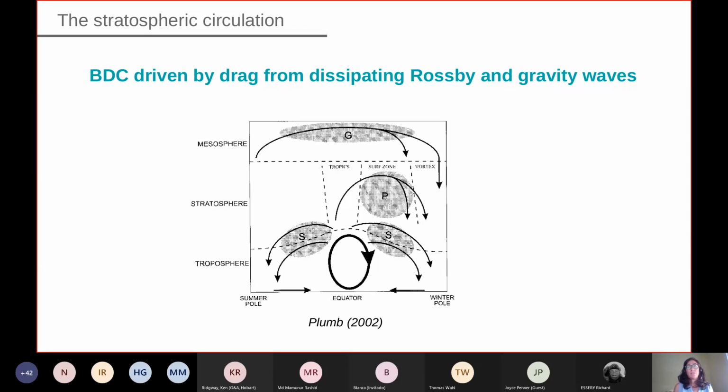And as you can see, we only have this deep branch of the circulation in the winter hemisphere, and this is because we need a particular state of the background zonal winds in order for the waves to be able to propagate higher up and dissipate. In particular, we need westerly winds for these Rossby waves to propagate. Another thing to point out here is that the gravity waves cannot be resolved in models because they have really small scales, so they have to be parameterized, and this is a source of uncertainty.